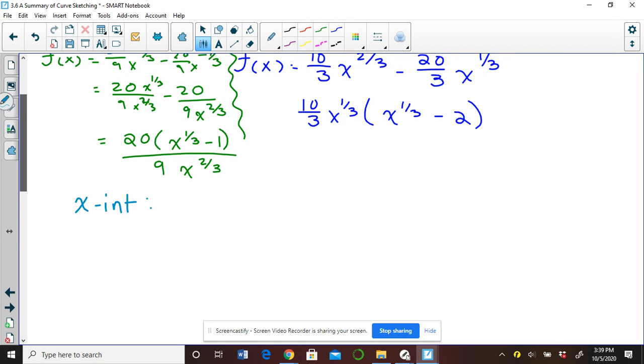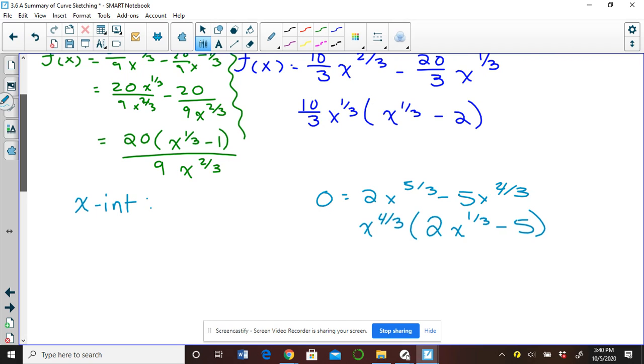So x-intercepts would come from our initial function equaling 0. So 0 equaling 2x to the 5 thirds minus 5x to the 4 thirds. We do have a GCF of an x to the 4 thirds. And if we factor that out, that leaves us 2x to the 1 third minus 5. So if x to the 4 thirds equals 0, x is equal to 0. If 2x to the 1 third minus 5 equals 0, then 2x to the 1 third is equal to 5 divided by 2. And then to solve for x, we should cube that.